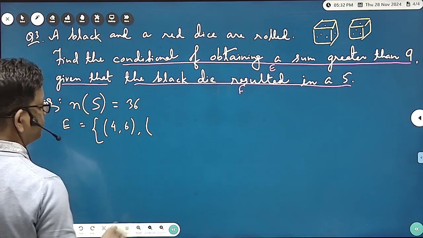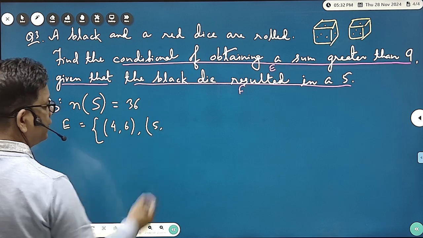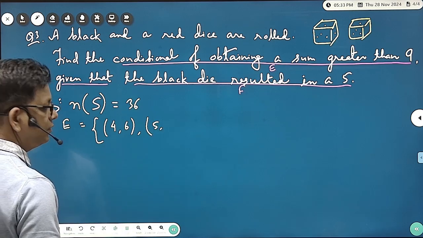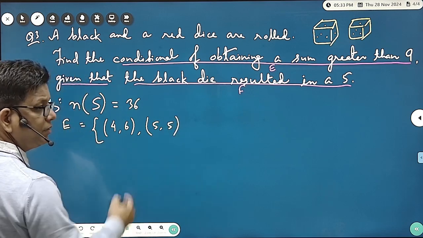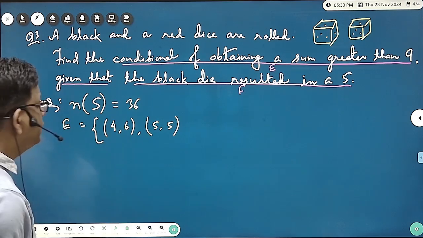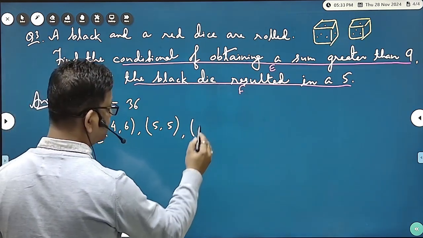Say the next one. With 5, can I write 5 4? No, it will be just 9. 5 5: can I write 5 5? Yes, because 5 plus 5 is 10, greater than 9. Can I also write 5 6?